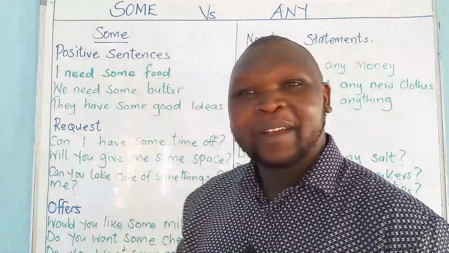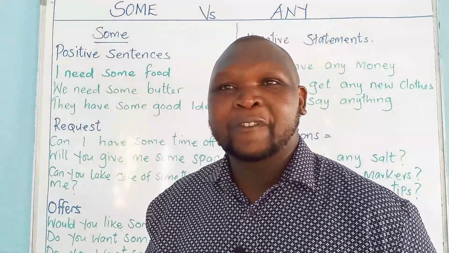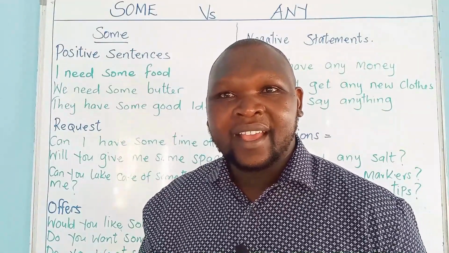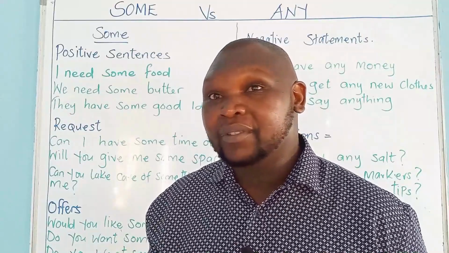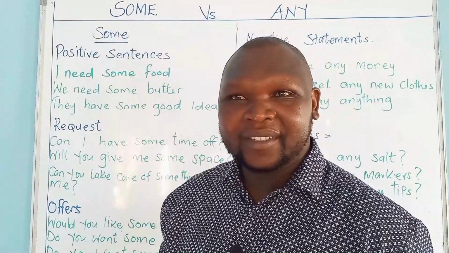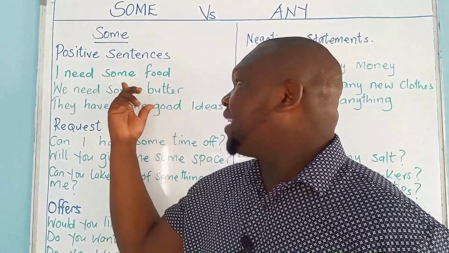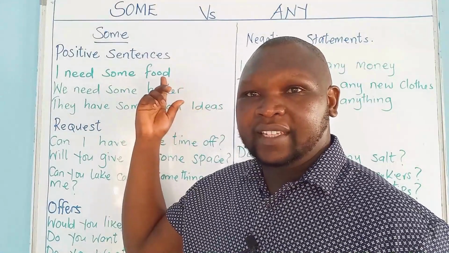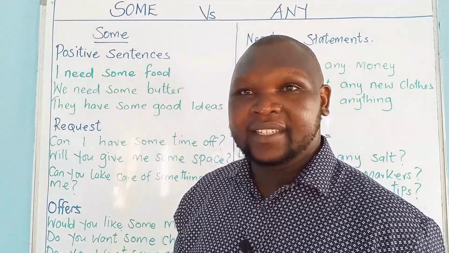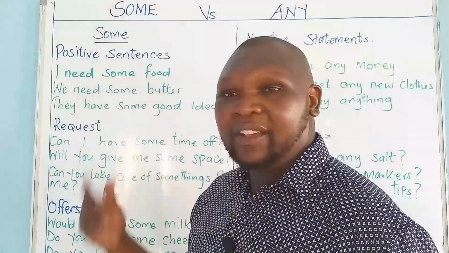So the first point that I want to make is 'some'. We use 'some' for positive sentences or positive statements. Let's look at the examples that we have here. The first example: I need some food. So in this case, you see 'some food'. Food is a noun and 'some' comes before that food, which is our noun. Now, let's go to the next one.